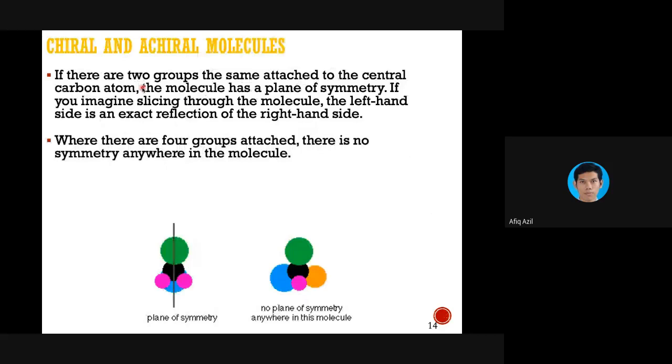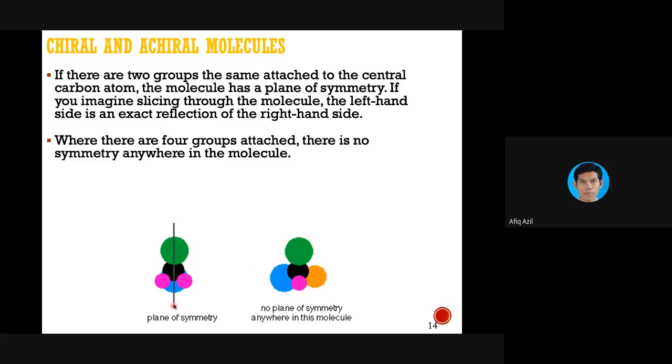So then we will go into chiral and achiral molecules. These are all terms that are used in stereochemistry. For chiral and achiral molecules, there will be two groups, the same, attached to the central carbon atom, and also the molecule has a plane of symmetry.